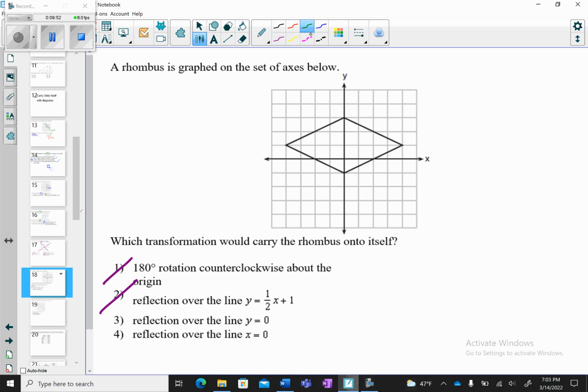Then how about a reflection over y equals 0? Well, y equals 0 is the same thing as the x-axis. If I reflect it over that, that's not going to work. And lastly, a reflection over x equals 0, that's the y-axis. That makes sense. If I reflect it over that, that's going to work.